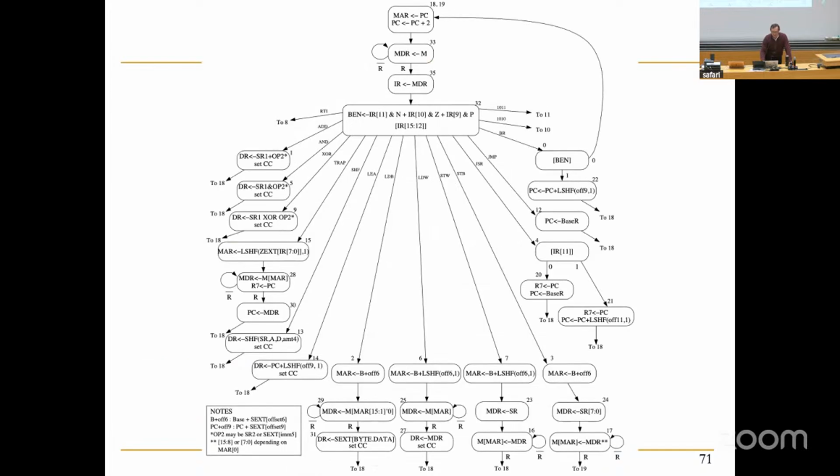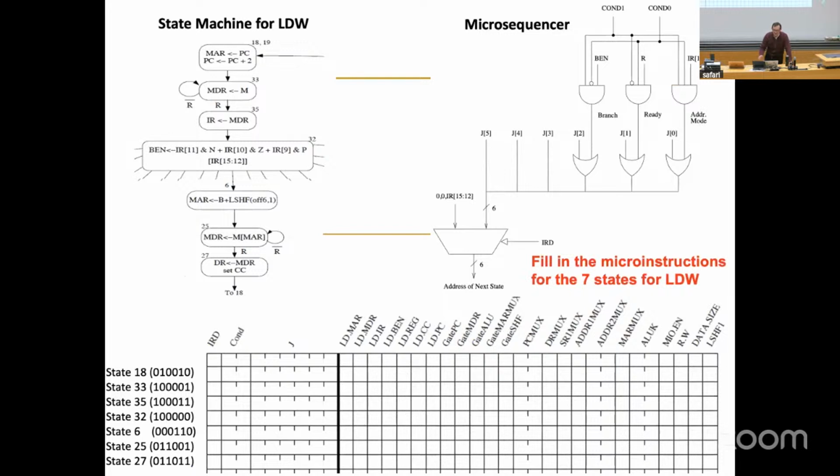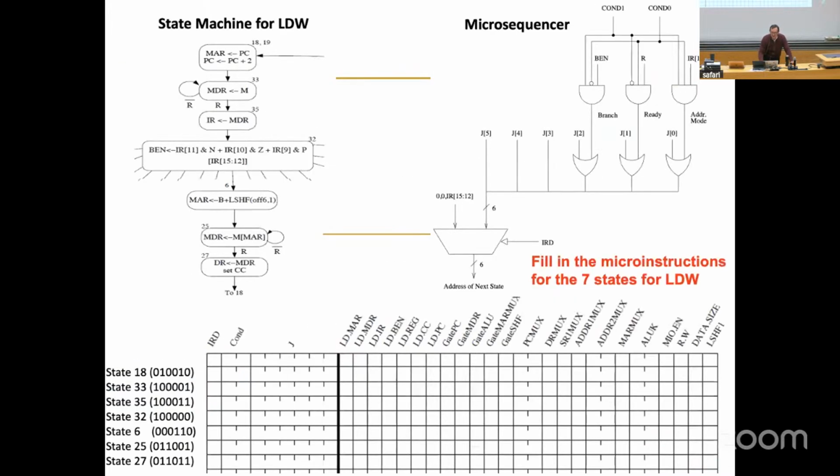Before I conclude, let me say a couple of things. So this makes the data path very powerful. Why am I telling you this? This is microprogramming. So how do you design a machine? You design the data path, you design the control signals, and then you go fill out this table.